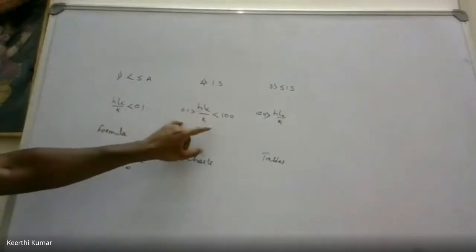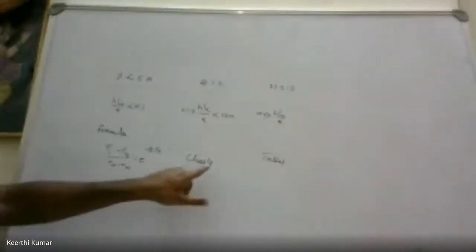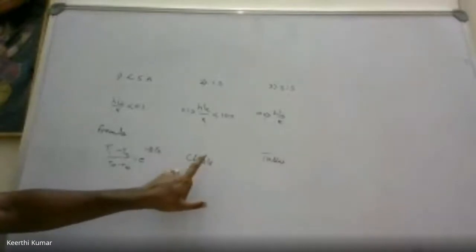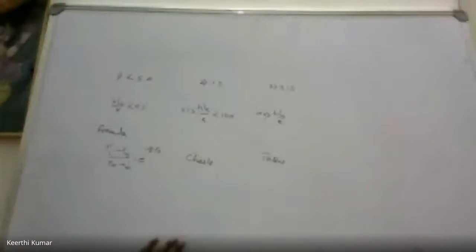Heisler and Gröber charts. Okay. A similar procedure you have to adopt for slab, cylinder and sphere. There are 9 charts in this. Out of 9, you must first select which is the given condition, whether it is a sphere, cylinder or a slab. Based on that, you should select the charts. Anybody having doubts? Any doubts, or shall I proceed?